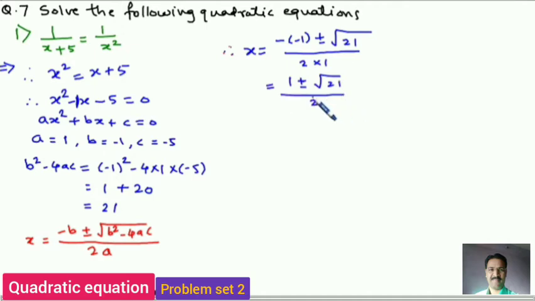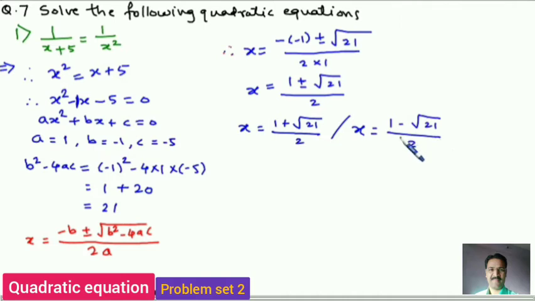Here, that 21 we cannot make any factors, that is 3 into 7, both are prime numbers. So this is the answer. We can write 1 plus root 21 upon 2 or x equal to 1 minus root 21 upon 2. Understand, friends? Like this we can solve. So now we'll take the second example.